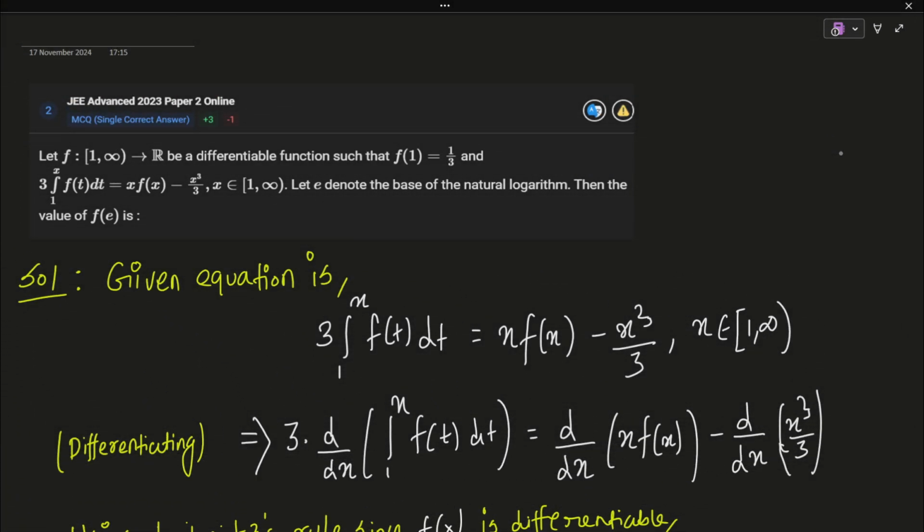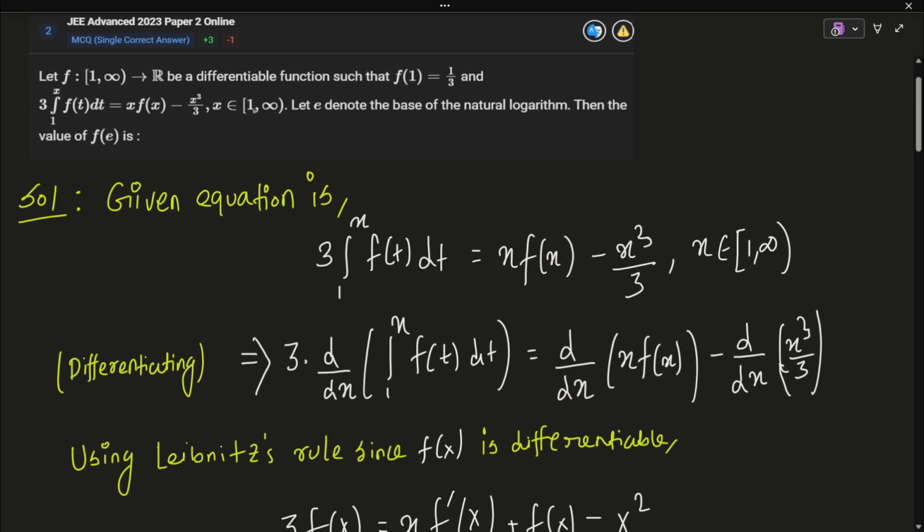So, here we are in the PYQ section. So, let's start with this one. This problem came in JEE Advanced 2023, paper 2 in the online, and it was an MCQ type of question. So let's read the question. We have a function f with some domain and it goes to real numbers. The important part is that it's a differentiable function. It's very important to note, because you know how I always stress on these small details. Given that f of 1 is 1 by 3, and then you are given some equation, and then basically we have to find the value of f of e. Okay. Now we will start with the equation.